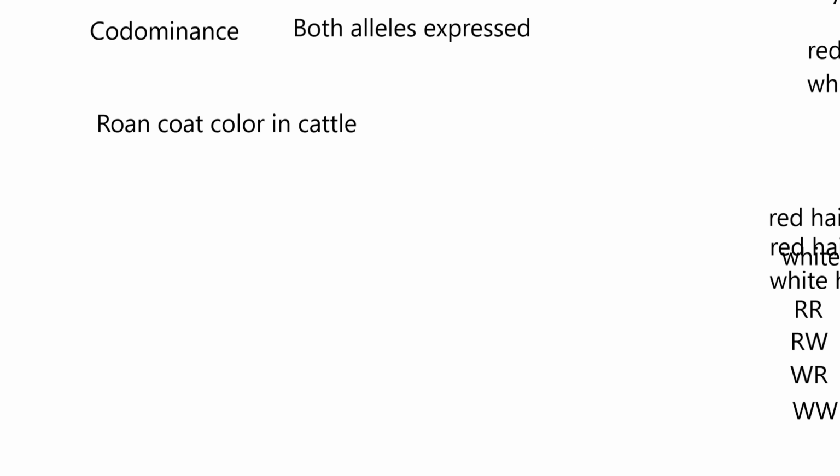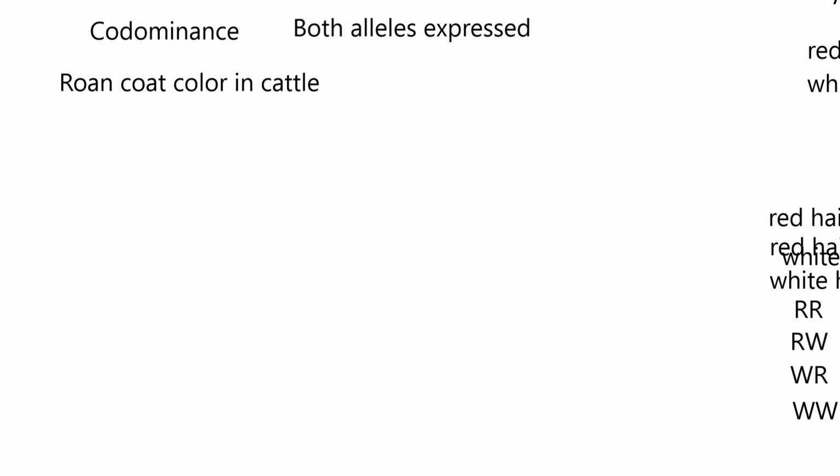And the example I'm going to use, since I like cattle, is the roan coat color in cattle. Roan is a blending of red and white, and it ends up being roan. A roan cow, you can look at the hairs, and some are white and some are red. So it makes a very neat example. So R codes for red hair. And so if you have a large R, homozygous R, large R, you get red hairs.